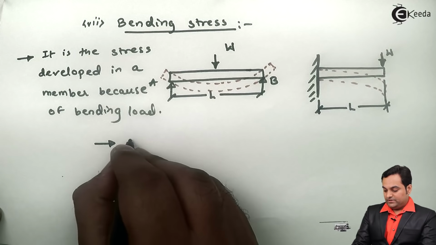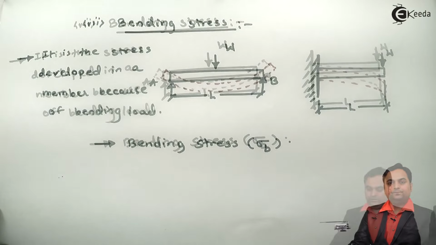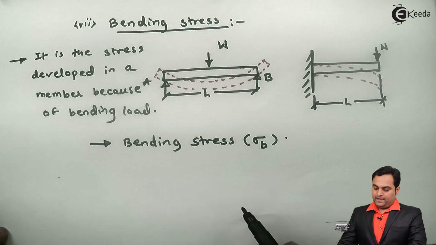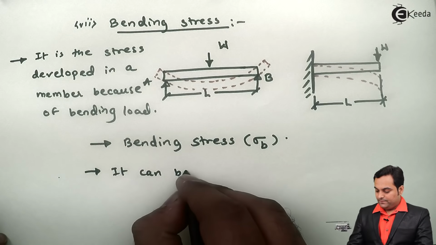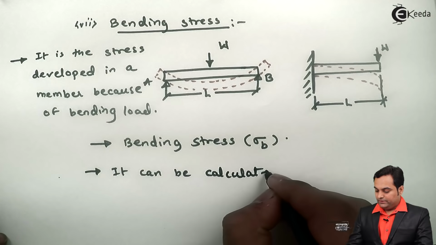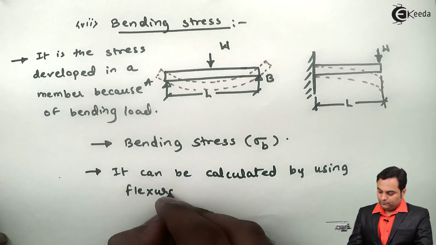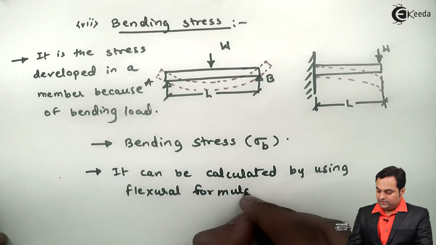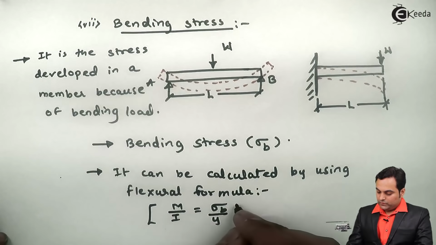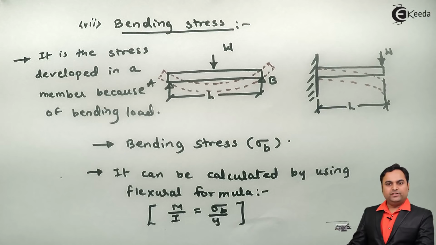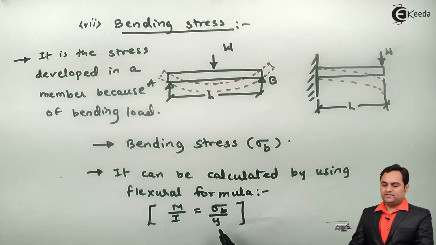Bending stress is denoted by sigma B, and it can be calculated by using the flexural formula, that is M upon I is equal to sigma B upon y, where M is the bending moment, I is the moment of inertia of the material of the beam, sigma B is the bending stress, and y is the distance at which maximum bending occurs.